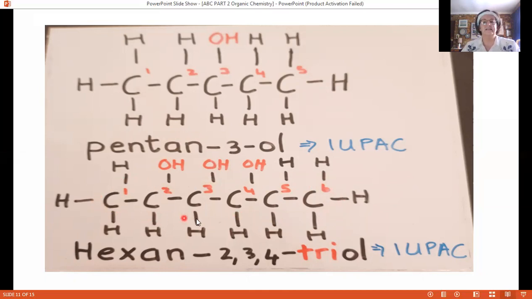So here you've got 6 carbons, and specifically the hydroxide groups are at the second, third, and fourth carbon. So it's 2,3,4-triol. All right, triol.